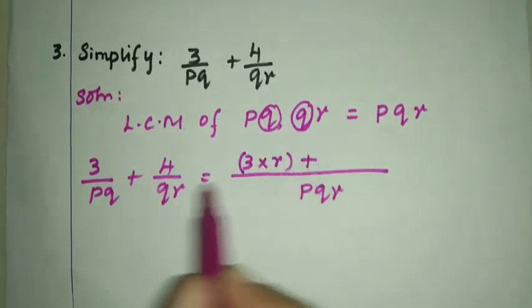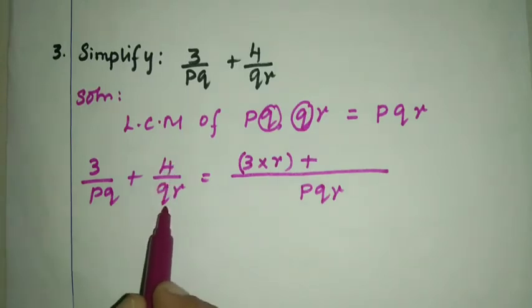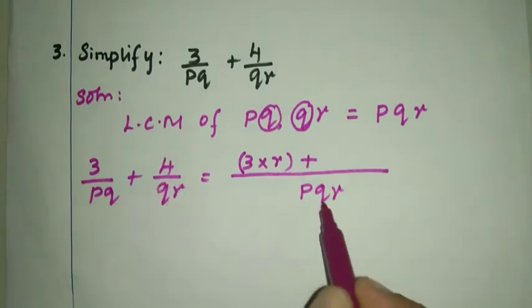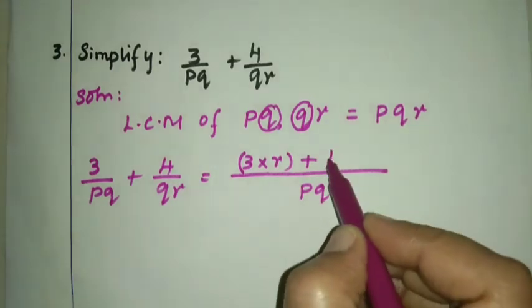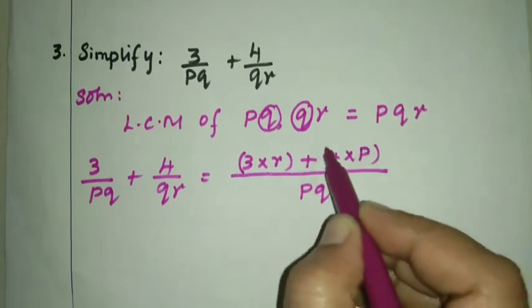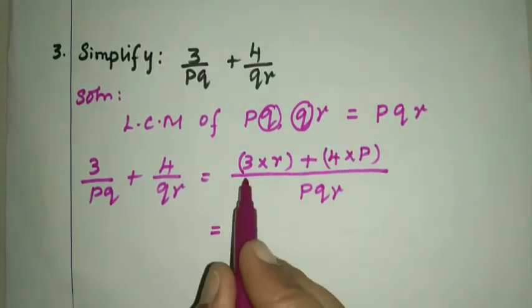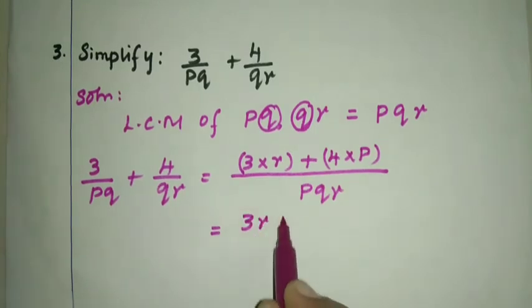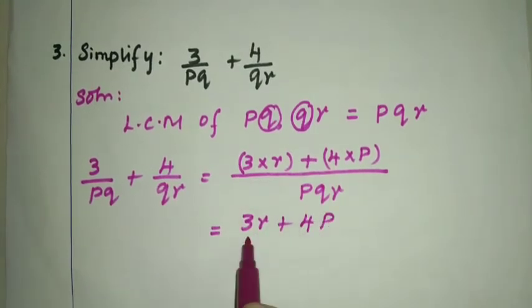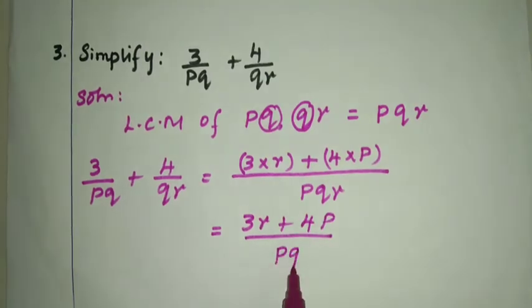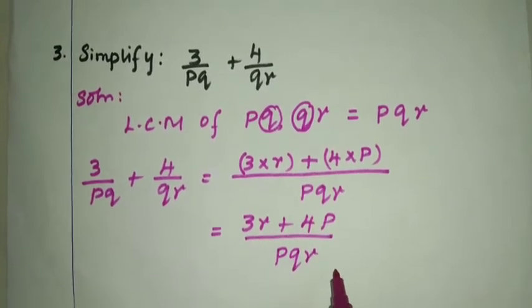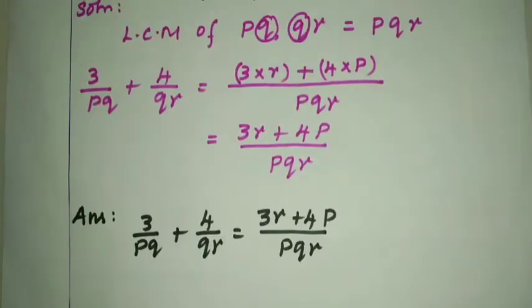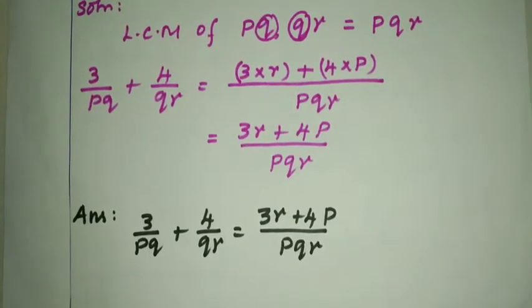Put plus. Next the second fraction is 4 by qr. Here the denominator is qr. Already we have qr, and what is the remaining variable? p. So the second term must be multiplied with p, which is equal to 3 into r is 3r plus 4 into p, 4p, by pqr. Here in the numerator 3r and 4p are different variables, so this is the answer for this question.